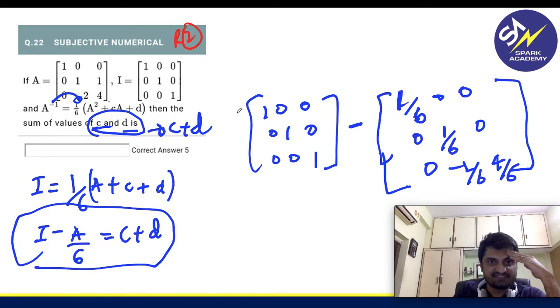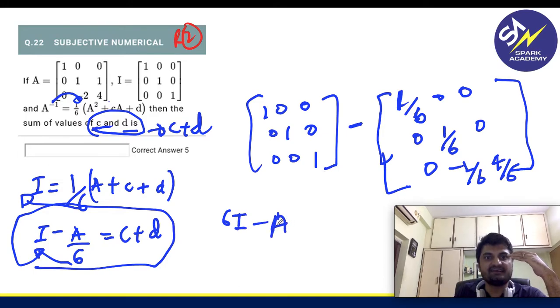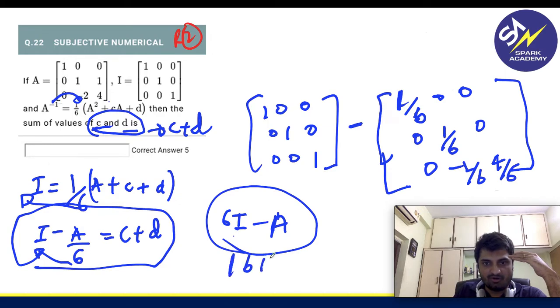So I am getting 6I minus this, also you can do. Or the other way is, you can take 6 to the other side. So 6I minus A also you can do. Anything else. You do it and find the mod. So mod of 6I minus A you have to do. If you do that, I think you'll get the answer as 5.